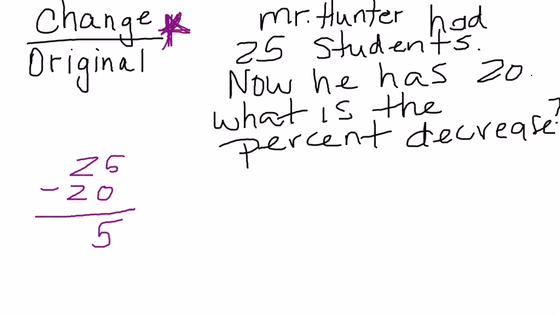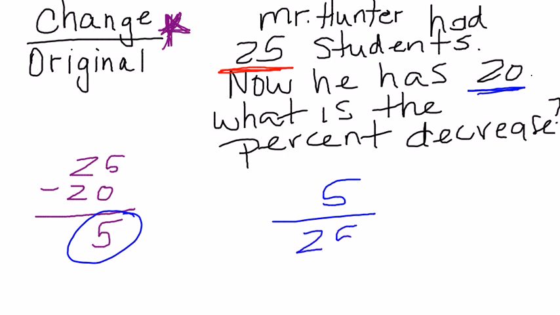So in my problem, my original, I'm starting with 25, and then my change is now 20. The difference between those two numbers is 5. Now I know the difference. I'm going to divide the difference by the original number, and that's my change over original. So change, which I said is a difference of 5, original was 25. So I've got to know what is 5 divided by 25.